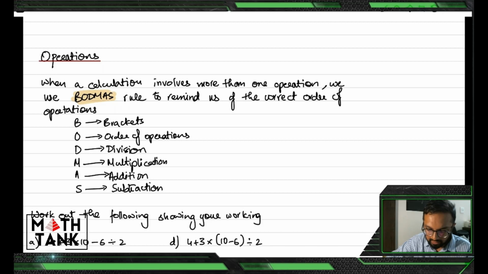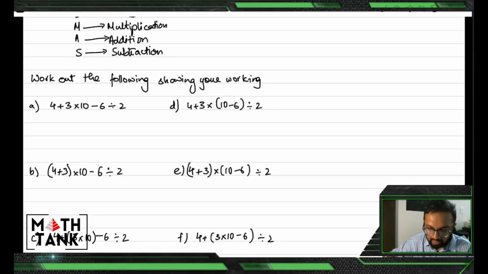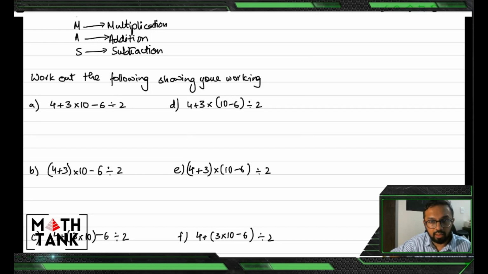BODMAS basically means that you first simplify the brackets, then you follow the order of operations: division, multiplication, addition, and the last is subtraction. Okay, and we will look at these questions individually. I have a few questions here that I will try to explain according to this rule.